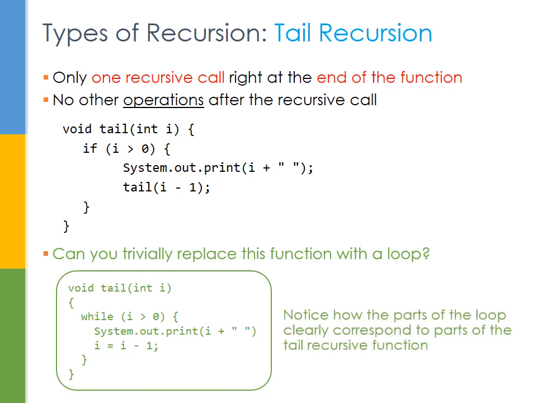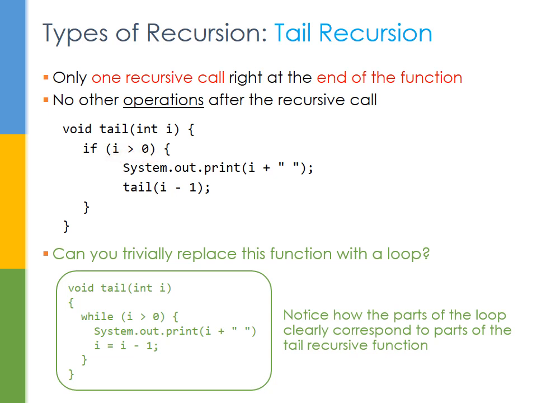Right, so importantly here then, notice how the parts of the loop very clearly correspond to parts of the tail recursive function. So of course, what we can see here then is that the header or the signature of our function is exactly the same in both cases. We have a function called tail that returns nothing. It has a void return type, and it receives as a single parameter the integer value I. We can also see that in our tail recursive function over here, we have an if condition which tests whether I is greater than 0.